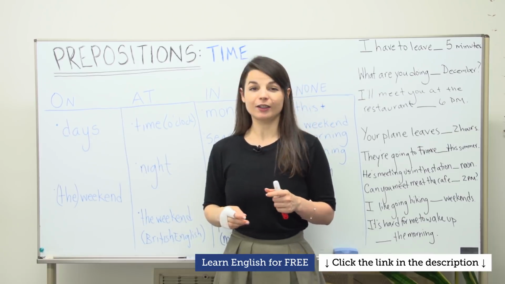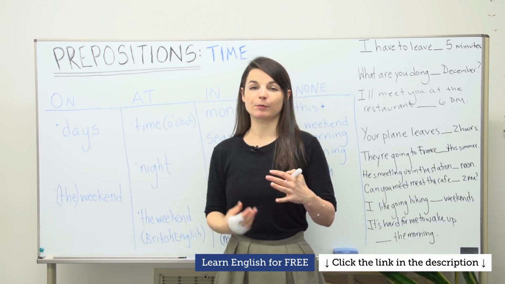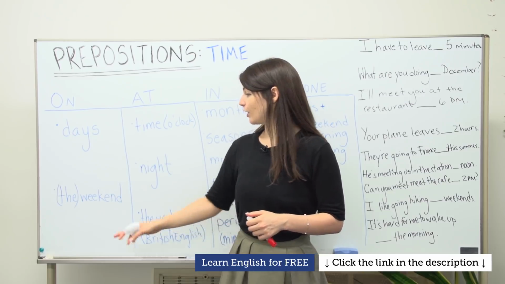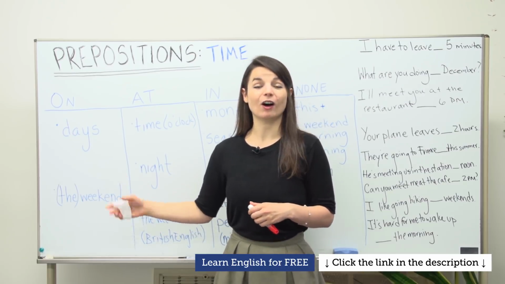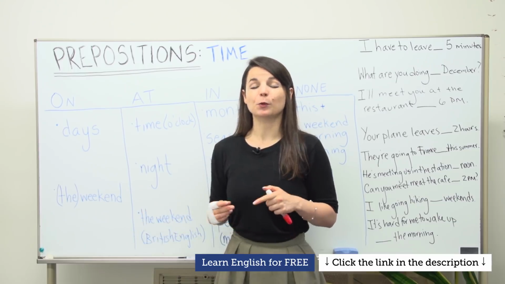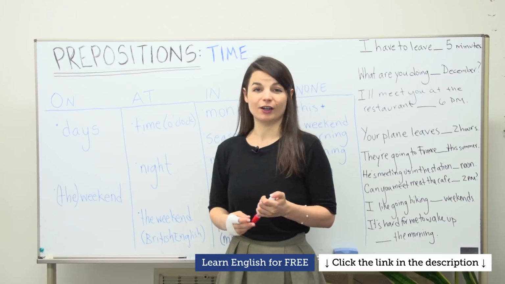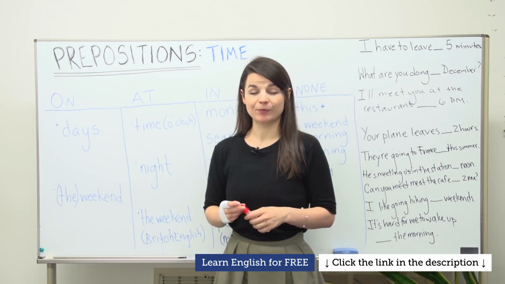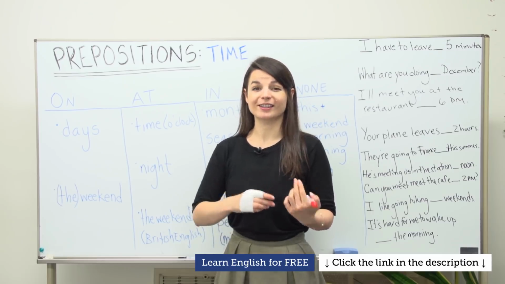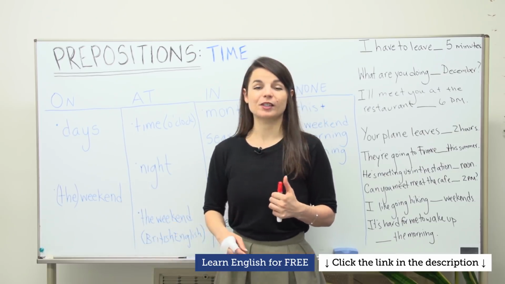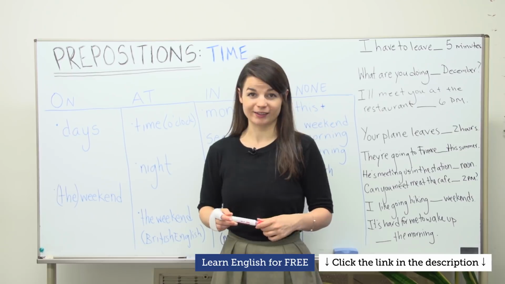We use on for days, for example, on Sunday, on Monday, on Tuesday. And we use on for the weekend, like on the weekend or on weekends. These are the two cases where we use on as a preposition of time. I like to something something on Sunday. I like to something something on weekends. We use on in these two cases.